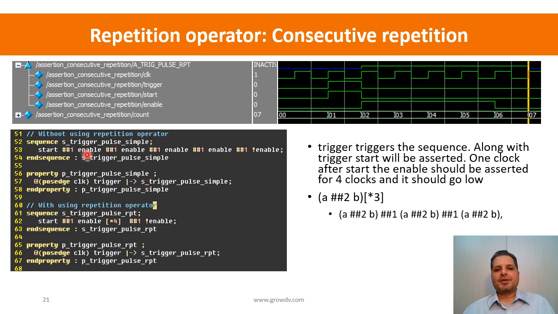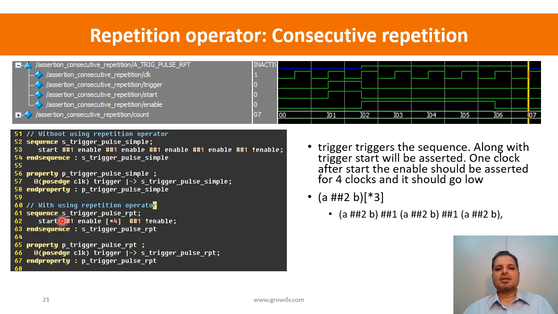Of course, if this were to be 10 clock cycles or 127 clock cycles for something specific, then this code would have become very long. So the way we can represent this repetition more concisely is using this repetition operator. If we rewrite this simple sequence using the repetition operator, it will look something like this.